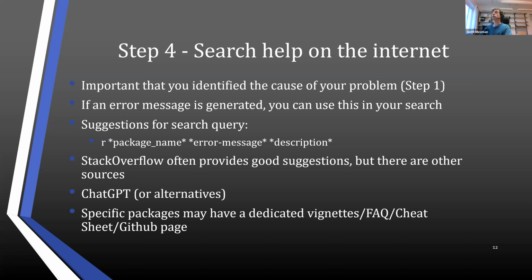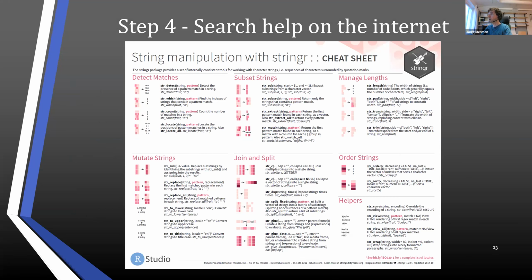And this is especially useful if you use specific packages that are maybe not used by a very wide audience. They may have dedicated vignettes, FAQs, or a cheat sheet or a GitHub page where you can look for some specific help. So for example, here I have a cheat sheet for the stringr package. I think this is a very good overview. You just get how the structure of your function calls is, and what you can do with each different call, in a bit of a better overview than maybe a documentation file.